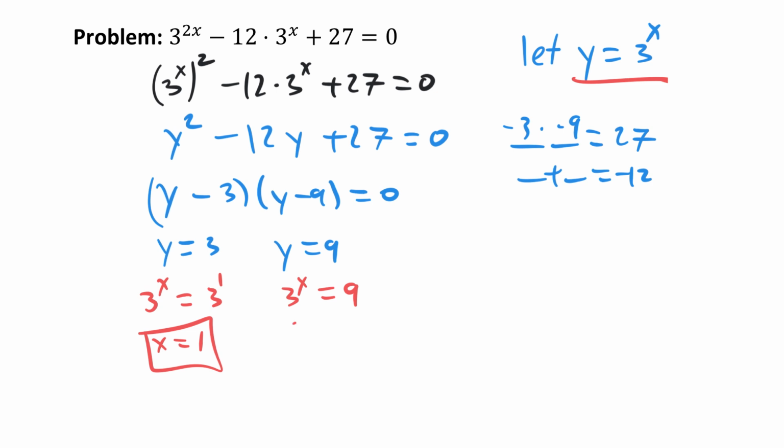This one's a little trickier. This will be 9 is 3 squared. So x equals 2. But again, I think you could see that. What value of x do you need for 3 to the x to equal 9? Yeah, 2. 3 squared is 9.